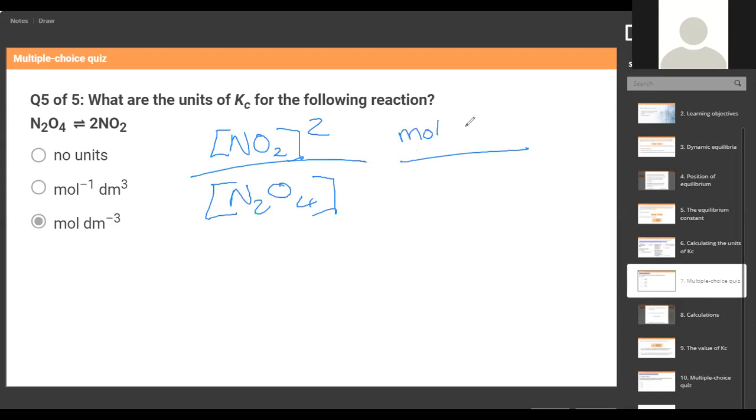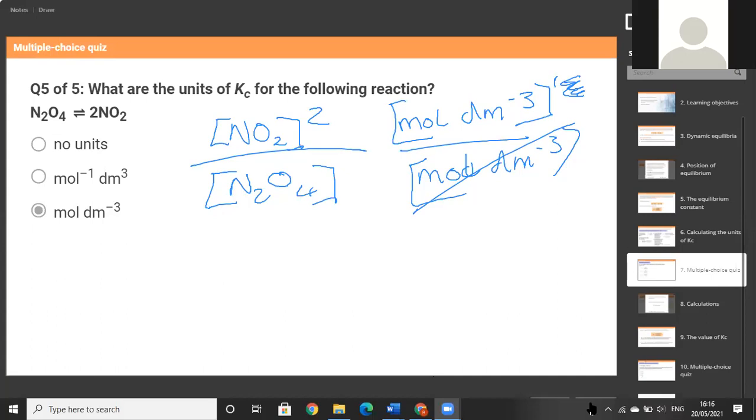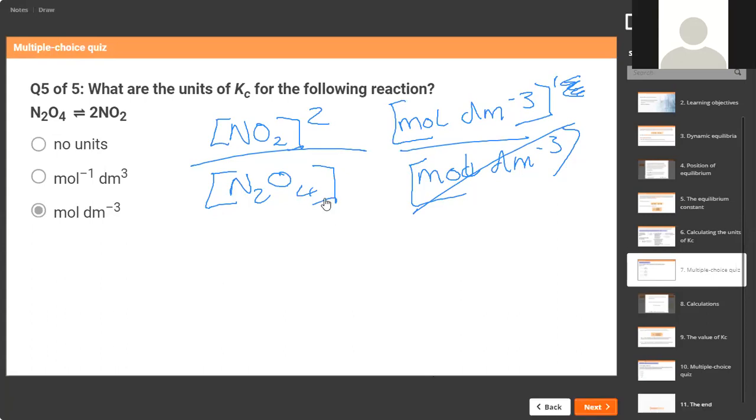moles dm^-3 twice, and moles dm^-3 on the bottom. So we can cross that one off, and cross the other down to a 1. So we just have that 1 remaining. So it should be moles dm^-3.